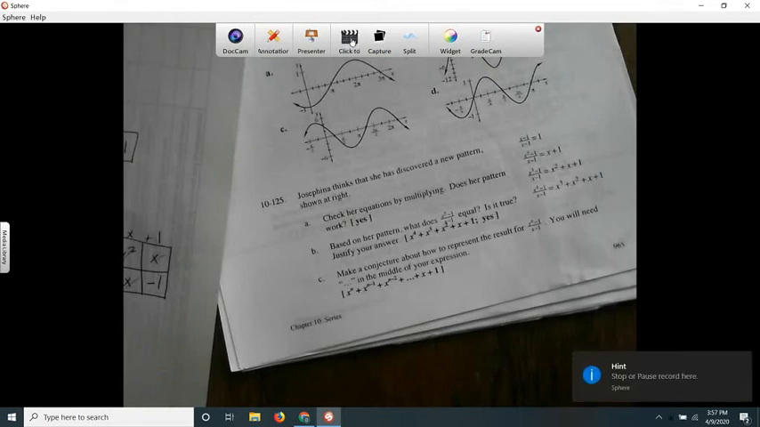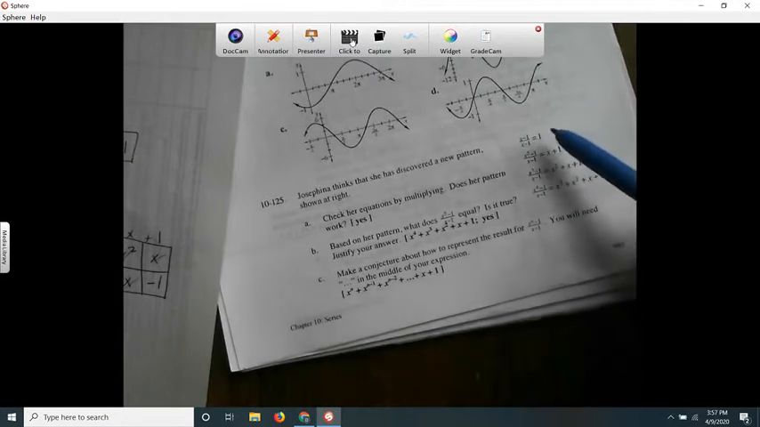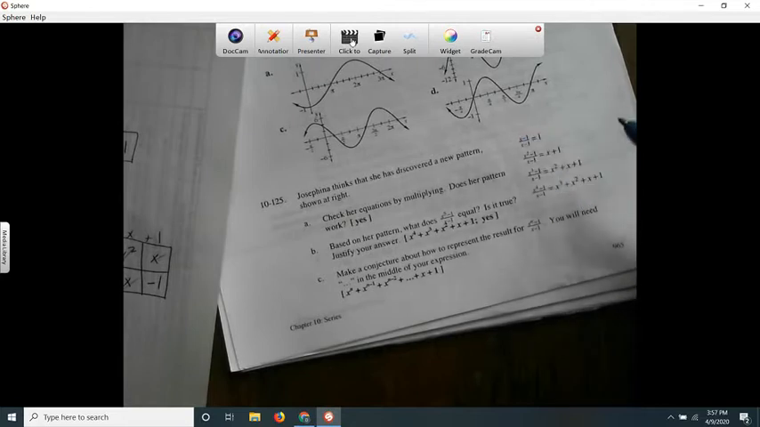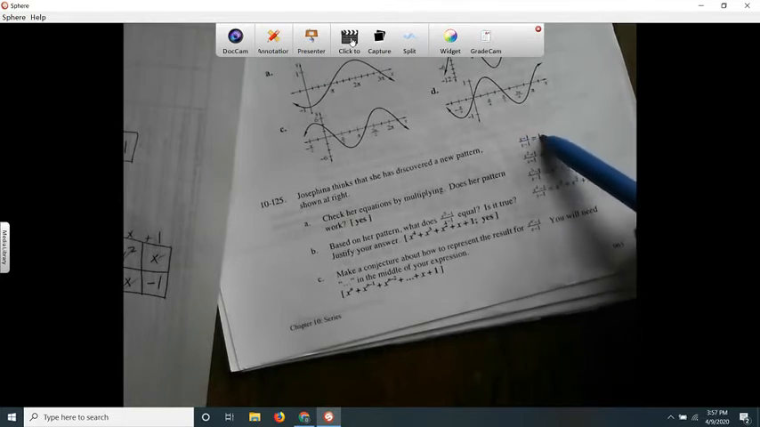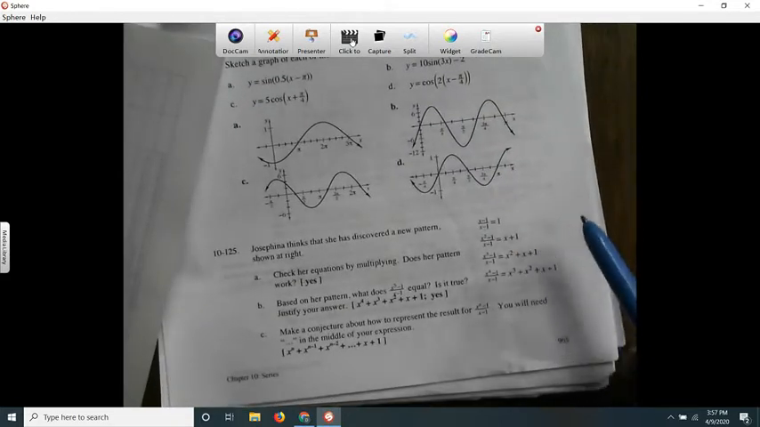Integrated 3, 10-125. Josephina thinks that she has discovered a new pattern, shown at right. Check her equations by multiplying. Does her pattern work? To check by multiplying, you would multiply the quotient times the divisor and you'd get the dividend. Like, does x minus 1 times 1 equal x to the 1? It does.